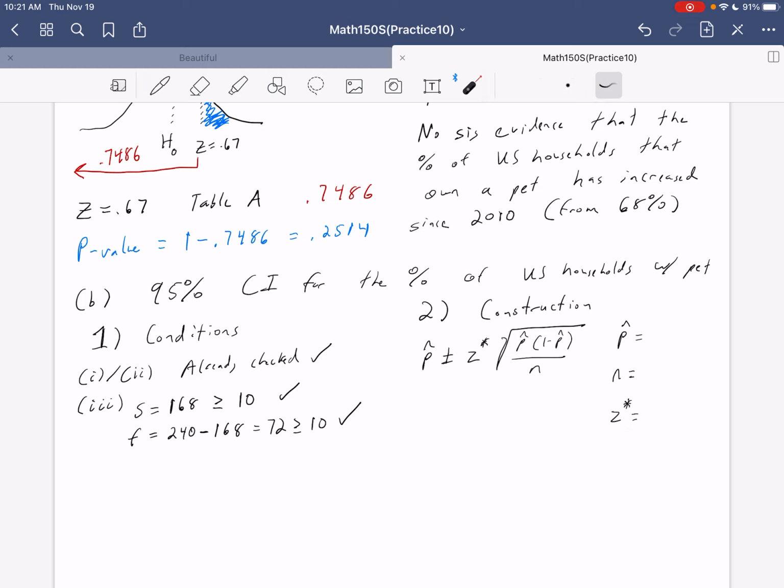Then in part B, we're going to do a little bit of error analysis. And then in part C, we're going to do a little bit of review again and talk about potential sources of bias in this study. So let's start with part A.